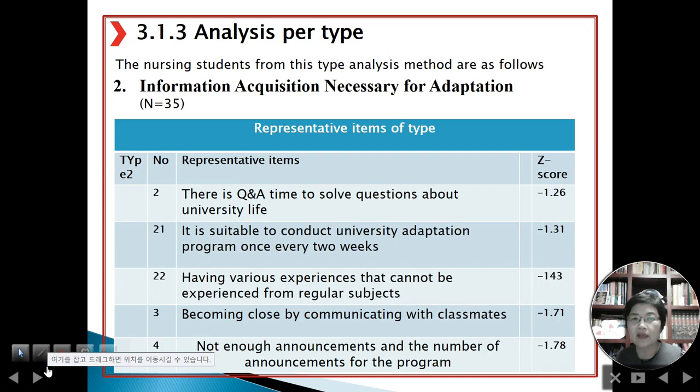Item 2, there is a Q&A time to solve questions about university life, minus 1.26. Item 12.1, it is suitable to conduct the university adaptation program once every 2 weeks, minus 1.31. Item 12.2, having various experiences that cannot be experienced from regular subjects, minus 1.43. Item 3, becoming close by communicating with the classmates, minus 1.71. Item 4, not enough announcements for the programs, minus 1.78.